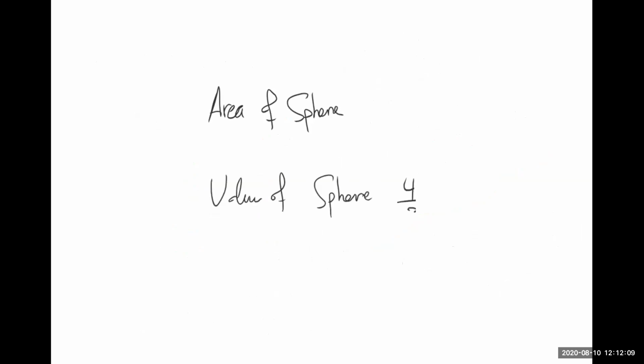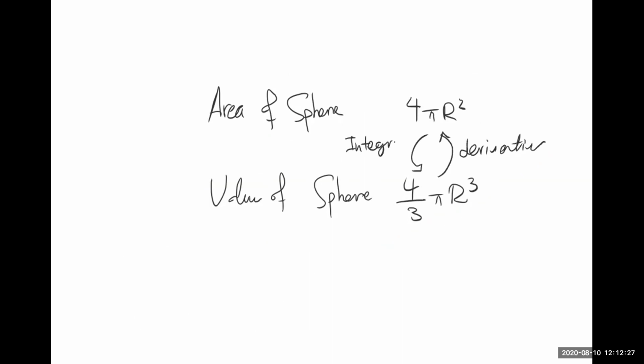One of them is 4/3πr³. The other one is 4πr². Actually, if you have one, you can compute the other one. If you take the derivative of this one, you get the other one. If you take the integral of the other one, you get this one. It would be interesting for you to think about why there is this relation between these two things. If you take the derivative of the volume of the sphere, you get the surface area. If you take the integral of the surface area, you get the volume.